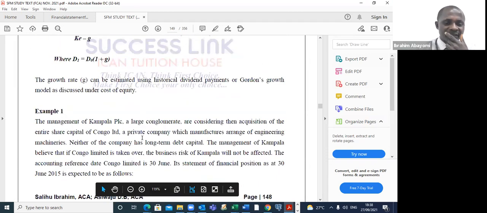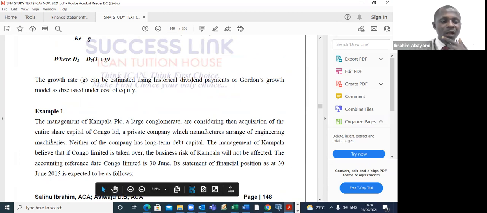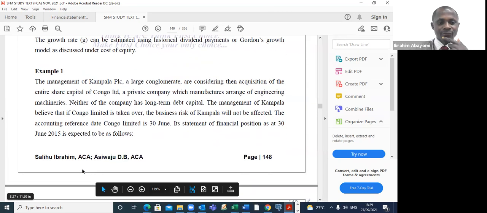The management of Kampala PSC, a large conglomerate, are considering the acquisition of the entire share capital of Congo Limited, a private company which manufactures a range of engineering machineries. Neither of the companies has long-term debt capital. The management of Kampala believe that if Congo Limited is taken over, the business risk of Kampala will not be affected. The accounting reference date for Congo Limited is 30 June. Its statement of financial position as at 30 June 2015 is expected to be as follows.